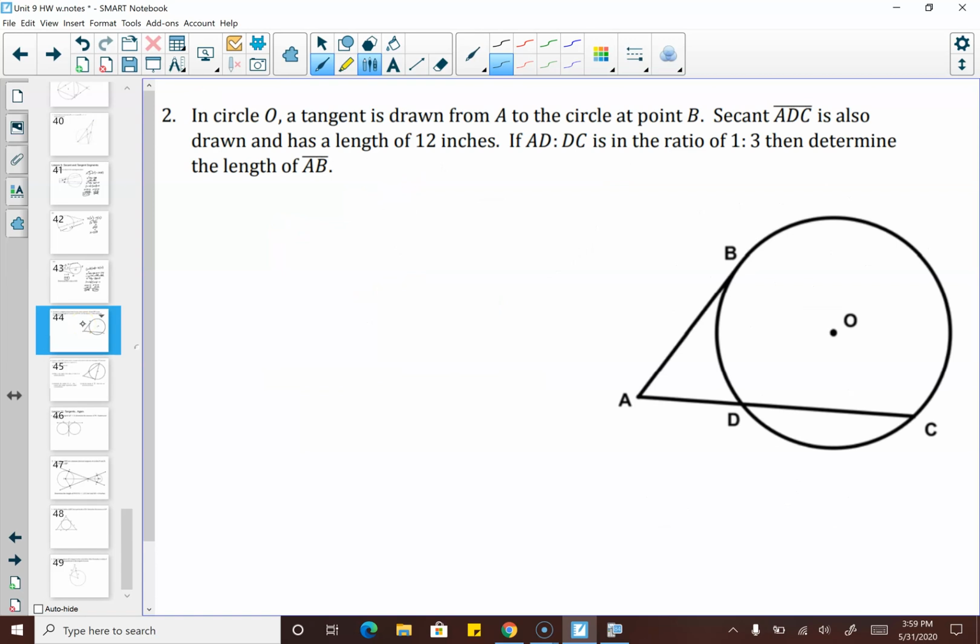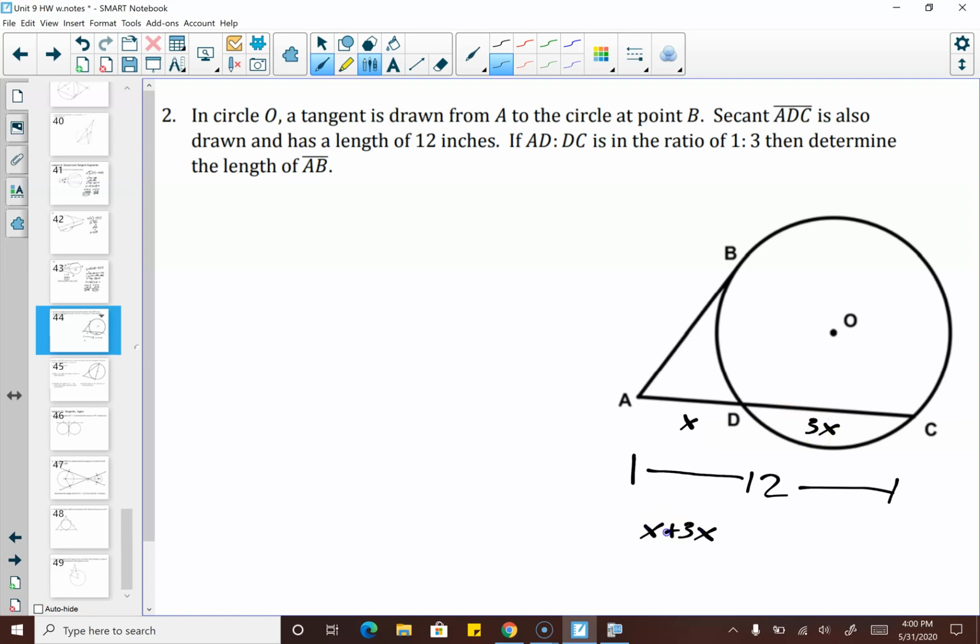Number 2, in circle O, tangent is drawn from A to the circle at point B. Secant ADC is also drawn, and it has a length of 12 inches. So they'll tell us the whole thing here is 12. If AD to DC is in a ratio of 1 to 3, determine the length of AB. Well, first off, let's deal with the ratio. So if AD to DC is 1 to 3, that means we are 1x to 3x.